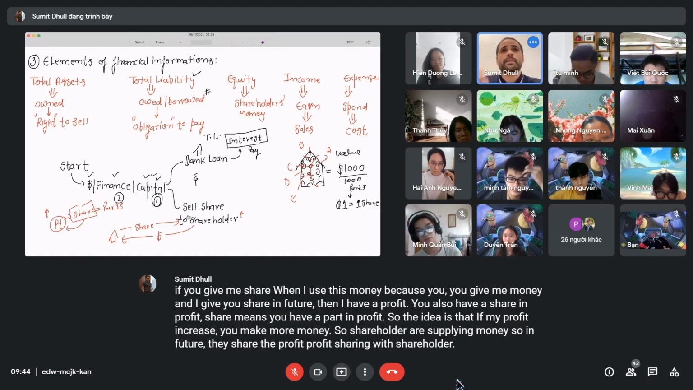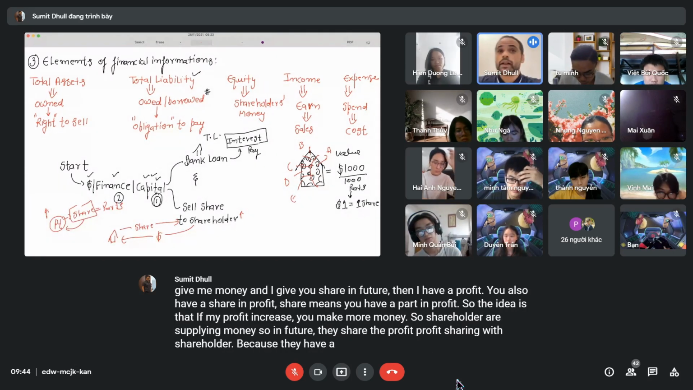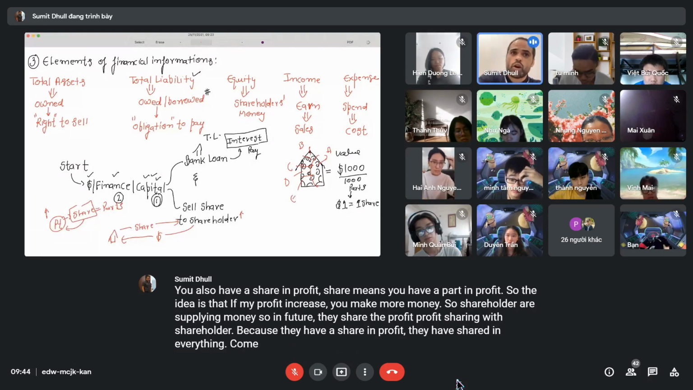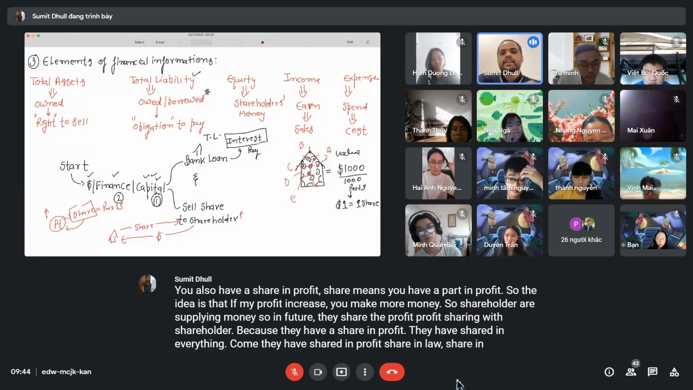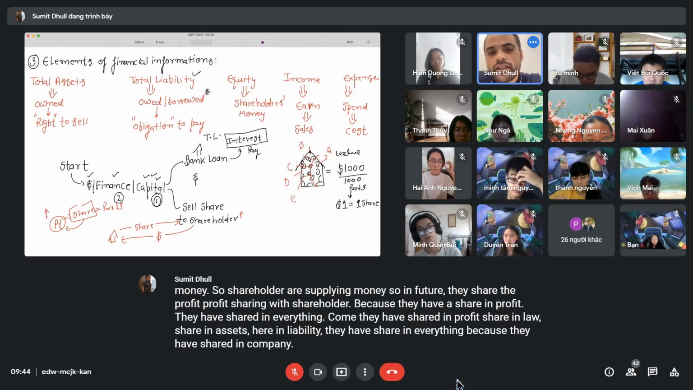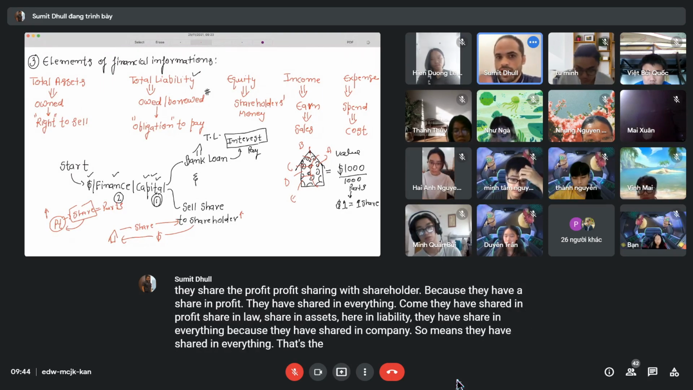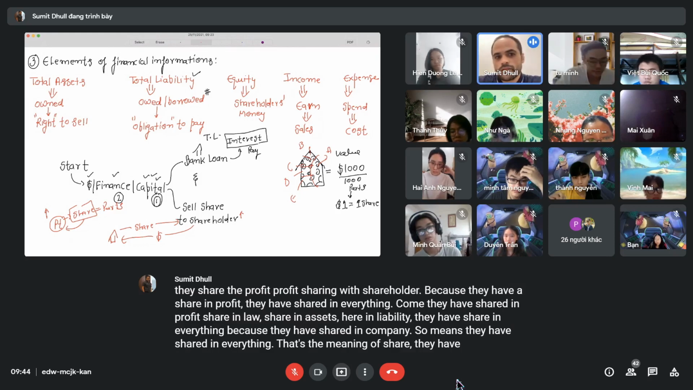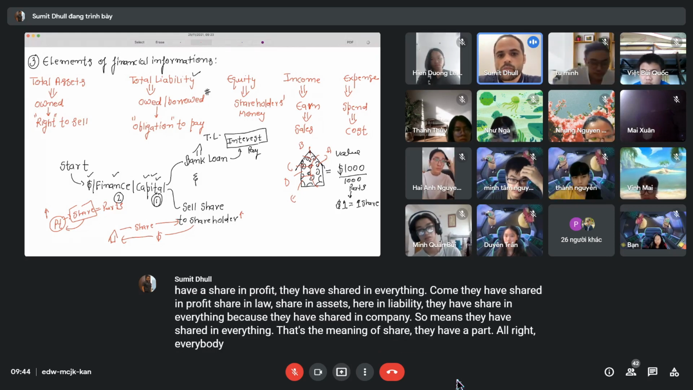Because they have a share in profit, they have share in everything. They have share in profit, share in loss, share in assets, share in liability. They have share in everything because they have share in company. That's the meaning of share. They have a part. All right, everybody understand?